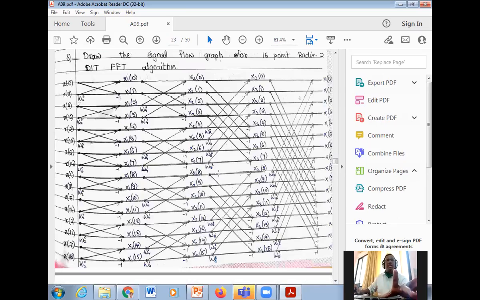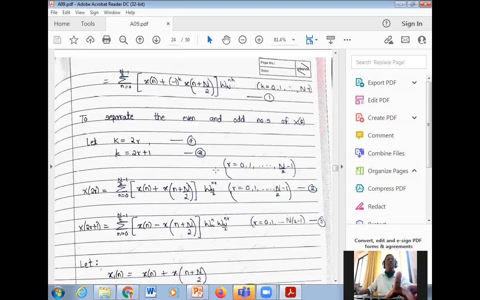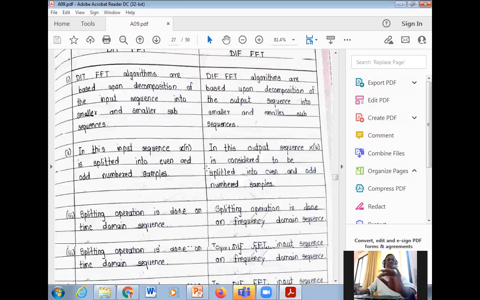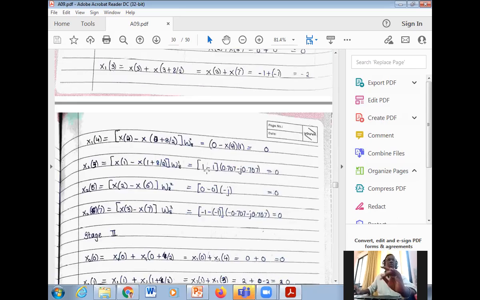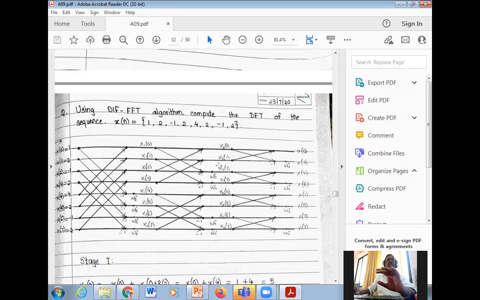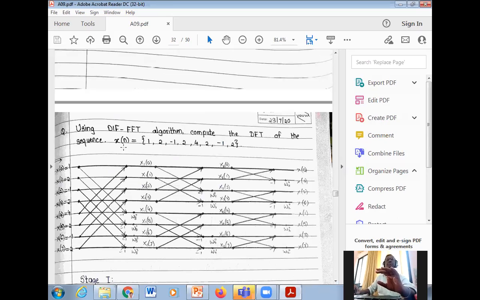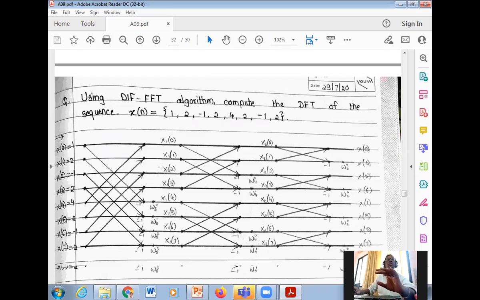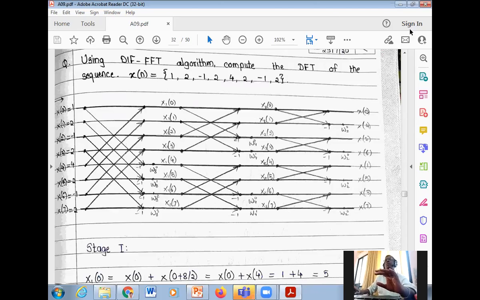So DIT we have already seen. So let us understand one example for DIF. I have just uploaded this copy to the link also. You can refer there also. Just note down this example. Hope the screen is visible to all.